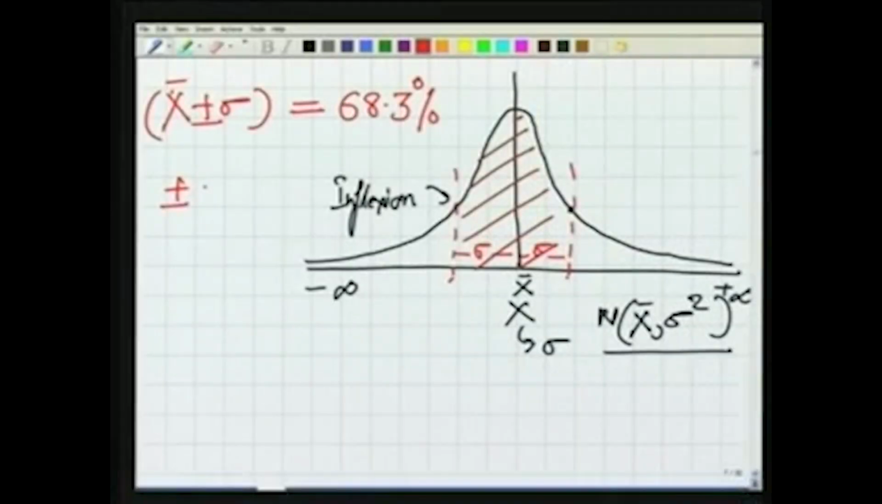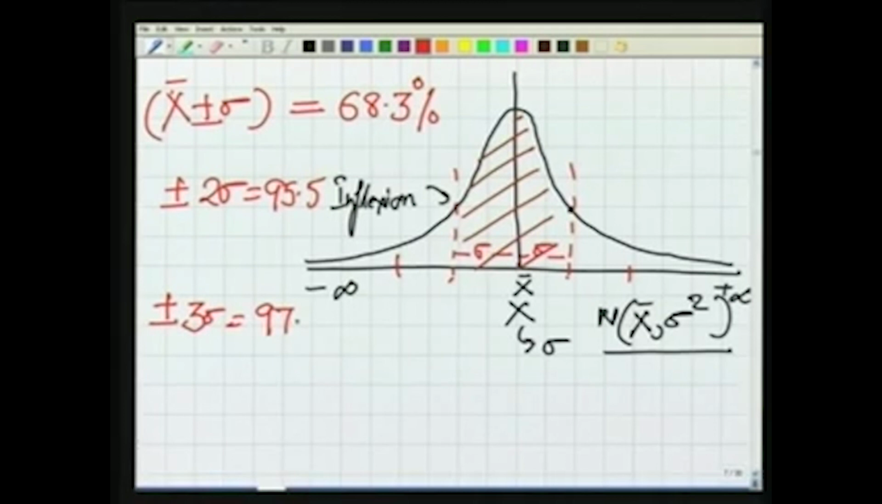Similarly, we can also get the area corresponding to plus minus 2 sigma, because our 2 sigma will be here somewhere, and that comes out to be 95.5. We can also find the area corresponding to 3 sigma, which is 99.7. For plus minus 3.29 sigma, the area is 99.9.